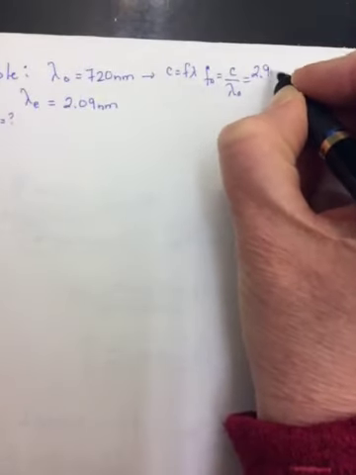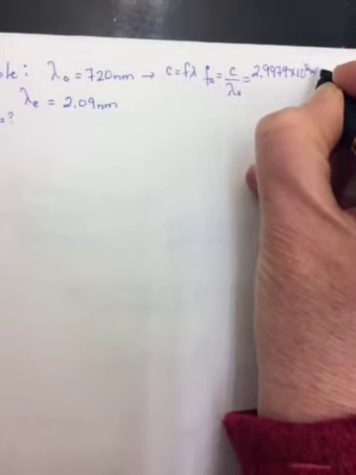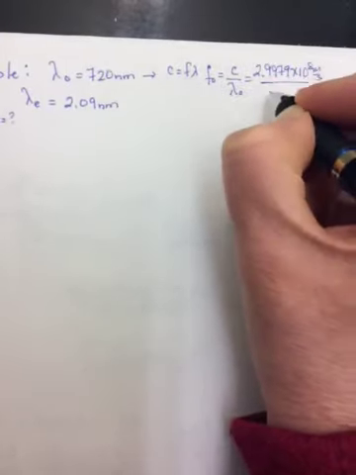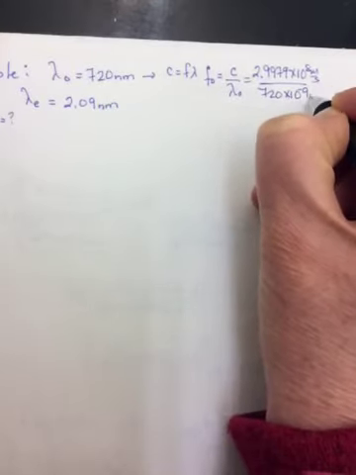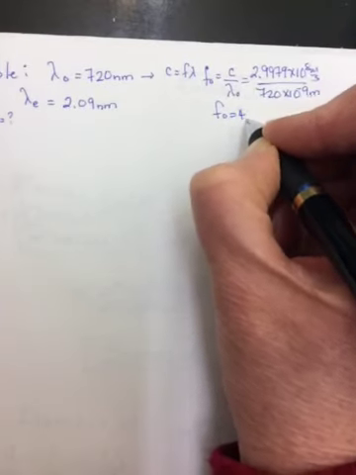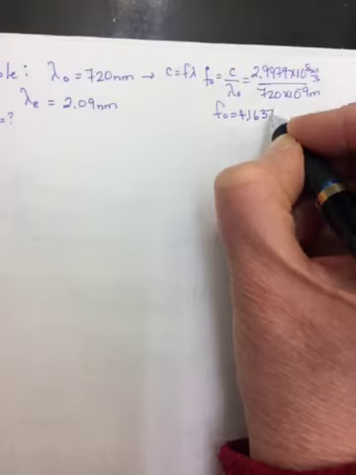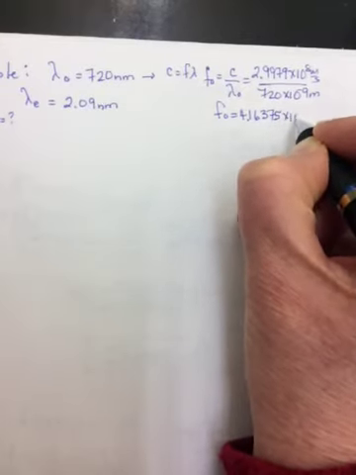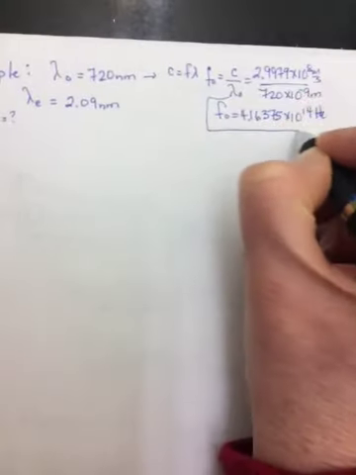So 2.9979 times 10 to the 8th meters per second divided by 720 times 10 to the negative 9 meters gives us an f0 of 4.16375 times 10 to the 14th hertz. So this is my f0.